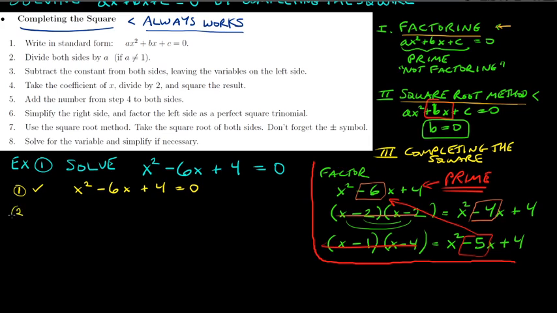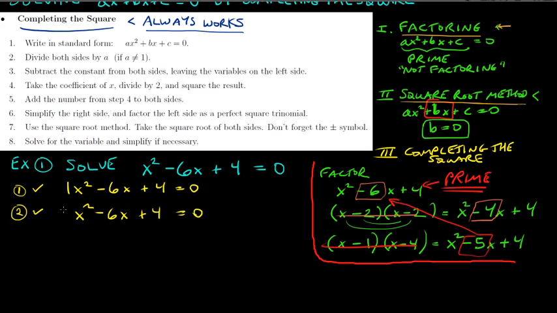And step 2, as you can see up here, is to divide both sides by a if a is not equal to 1. Well, remember, a does equal 1 here. So step 2 would be to divide both sides by 1. But that's kind of silly because dividing by 1 or multiplying by 1 doesn't change anything. 5 divided by 1 is still 5, 0 divided by 1 is still 0. So because a is 1, you don't have to divide by it, or if you do, you end up with the exact same equation.